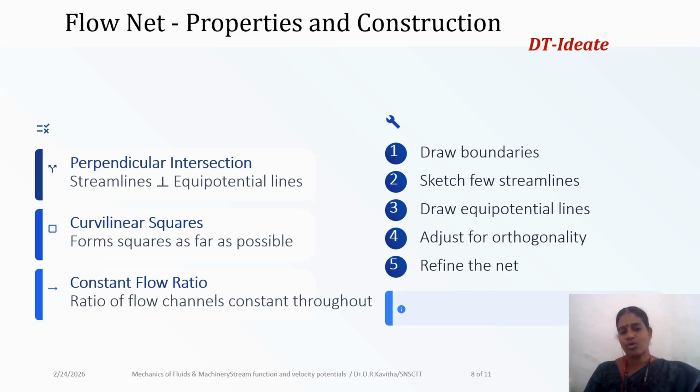And the constant flow ratio: the ratio of flow channels is constant throughout. And how it is used: draw the boundaries, sketch a few streamlines, draw the equipotential lines, adjust for orthogonality, and refine the net. So this is the methodology for drawing flow nets.